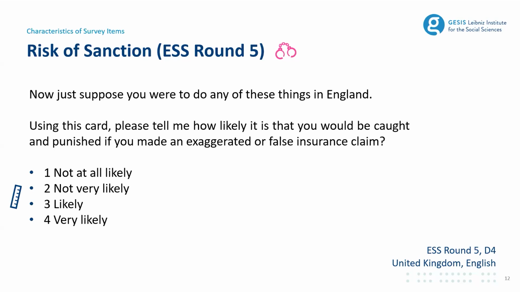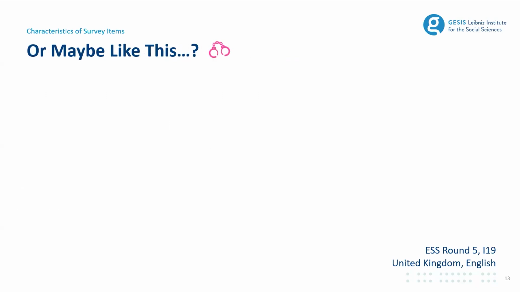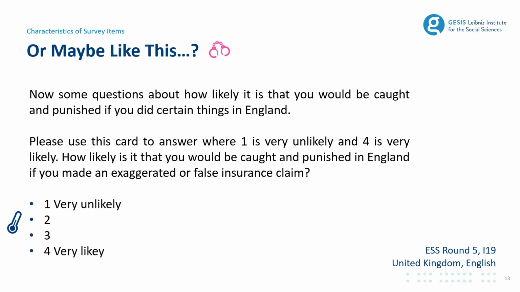You could have, however, also asked like this. Now, some questions about how likely it is that you would be caught and punished if you did certain things in England. Please use this card to answer, where 1 is very unlikely and 4 is very likely. How likely is it that you would be caught and punished in England if you made an exaggerated or false insurance claim? And here now you have the scale that ranges from 1, very unlikely, to 4, very likely.